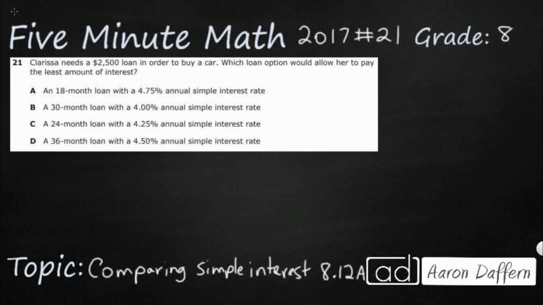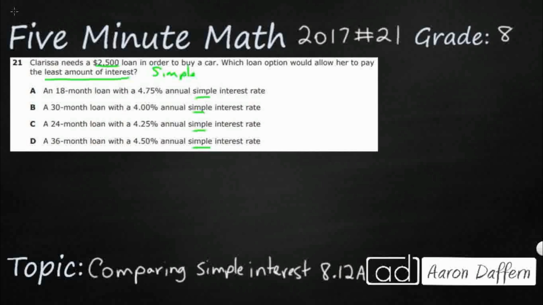So Clarissa needs a $2,500 loan to buy a car, but look at all these options here. This is part of our personal financial literacy that we've been learning since kindergarten. Now we're looking to see which of these is going to get us the least amount of interest. All right, so step one is figuring out how to calculate interest. There's simple interest and there's compound interest, and as you can see here, we're going to use simple interest.